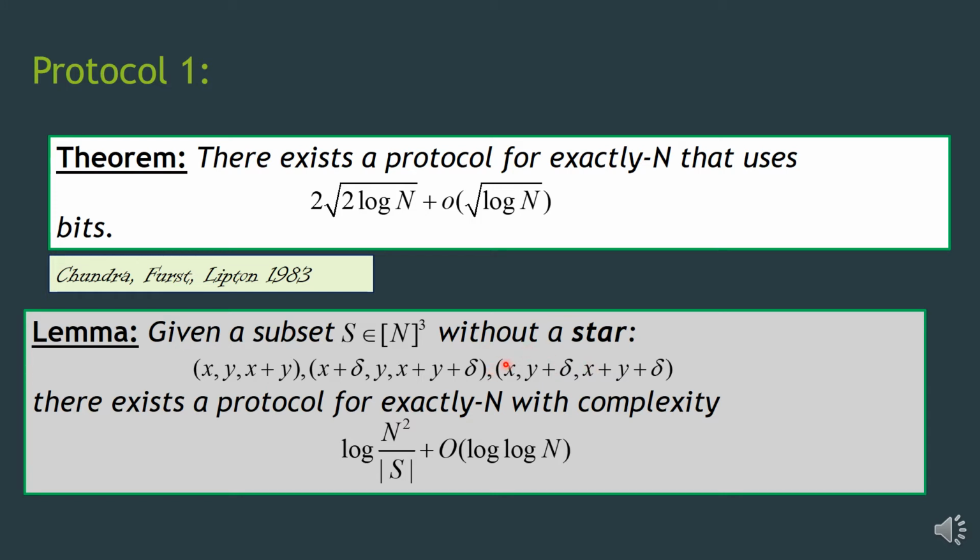You can see that x appears here and here, and y appears here and here, and x plus y plus delta appears here and here. And if you draw these 3 triples in a 3-dimensional grid, it looks like a star or a corner in a way. And they show that if such a set exists, of course, such a set easily exists, but you need a large set, then you have a protocol whose complexity is log n squared over s plus a negligible term.